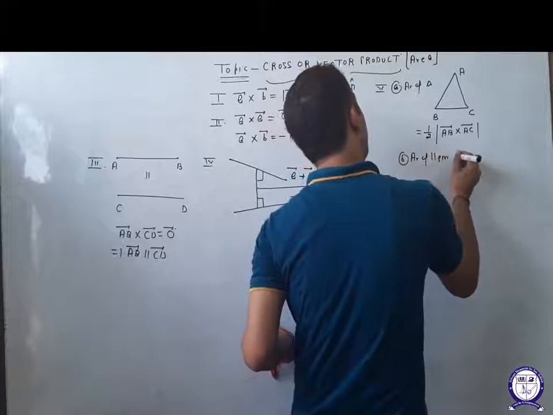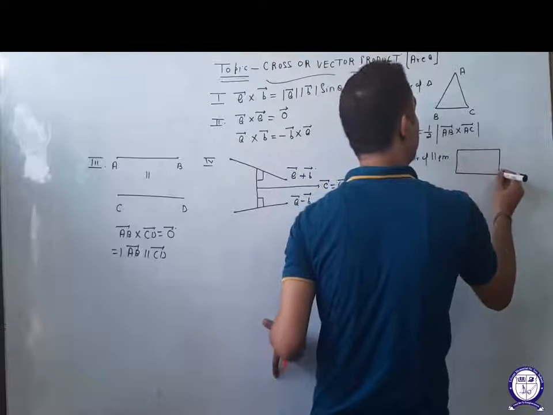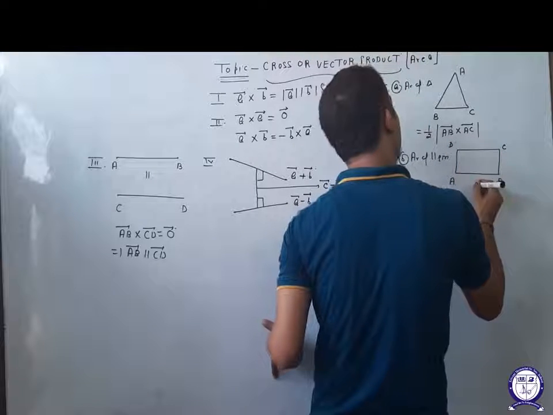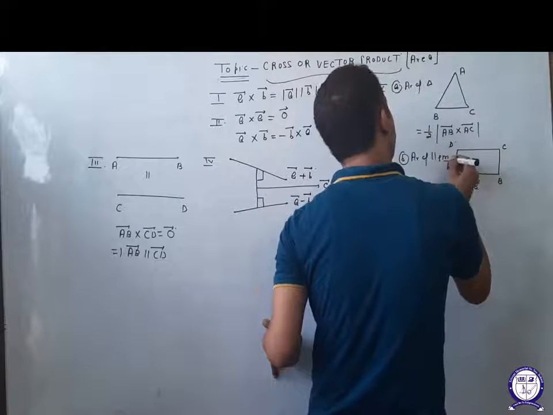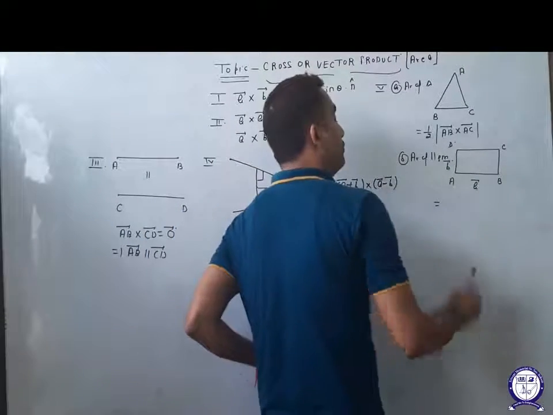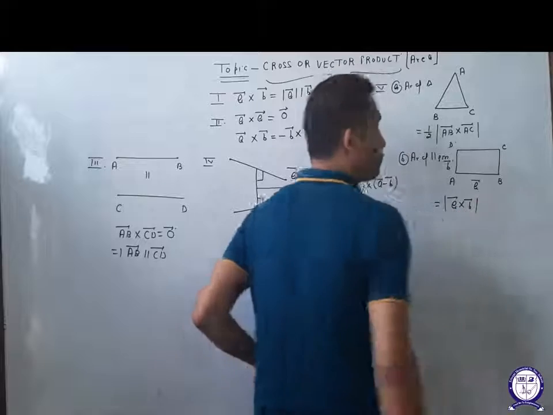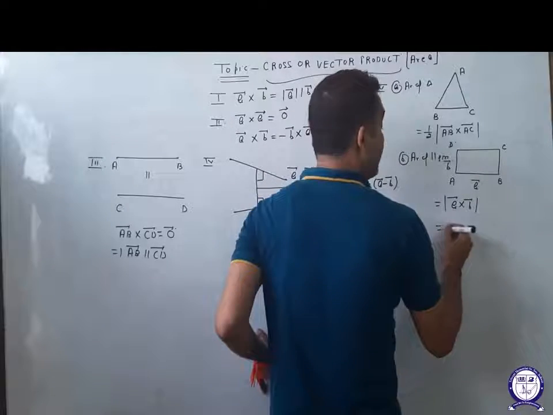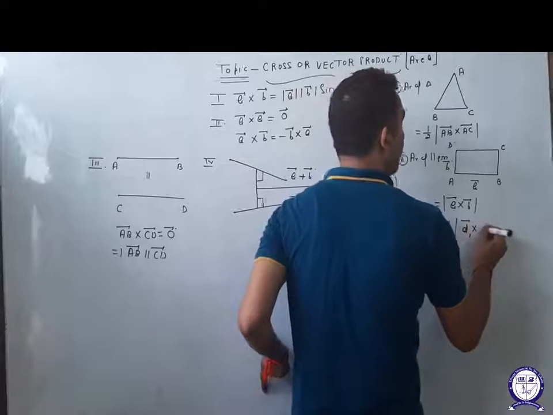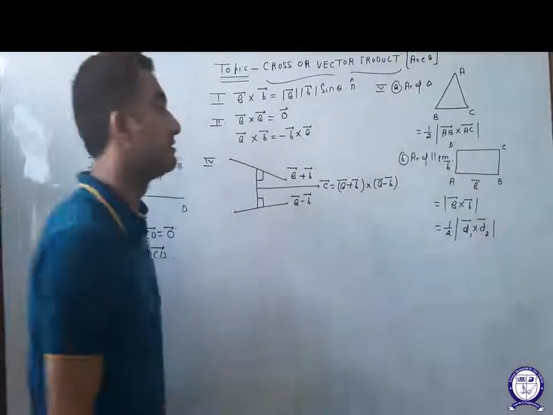Now, B, area of parallelogram. If adjacent sides are given to you, then area will be magnitude of cross of both. But if diagonals are given to you, then half will be there, half magnitude of cross of both vectors.